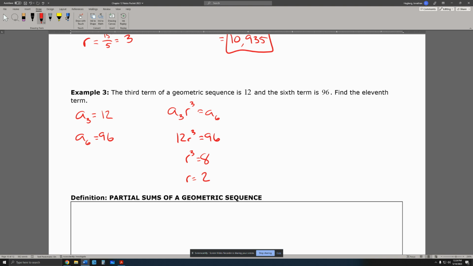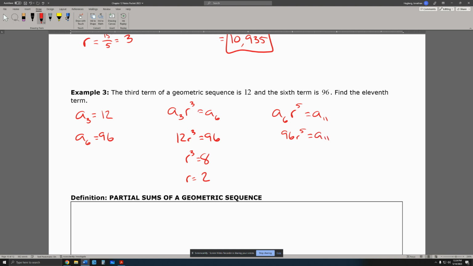I'm going to choose, because we're finding the 11th term, I'm going to choose a6. So a6 is equal to, to get to the 11th term, we're multiplying by the common ratio 5 times, and that's equal to A11. So again, the difference between the 6th term and the 11th term is 5 multiples of the common ratio, so r to the 5th. So we get 96 times r to the 5th is equal to A11.